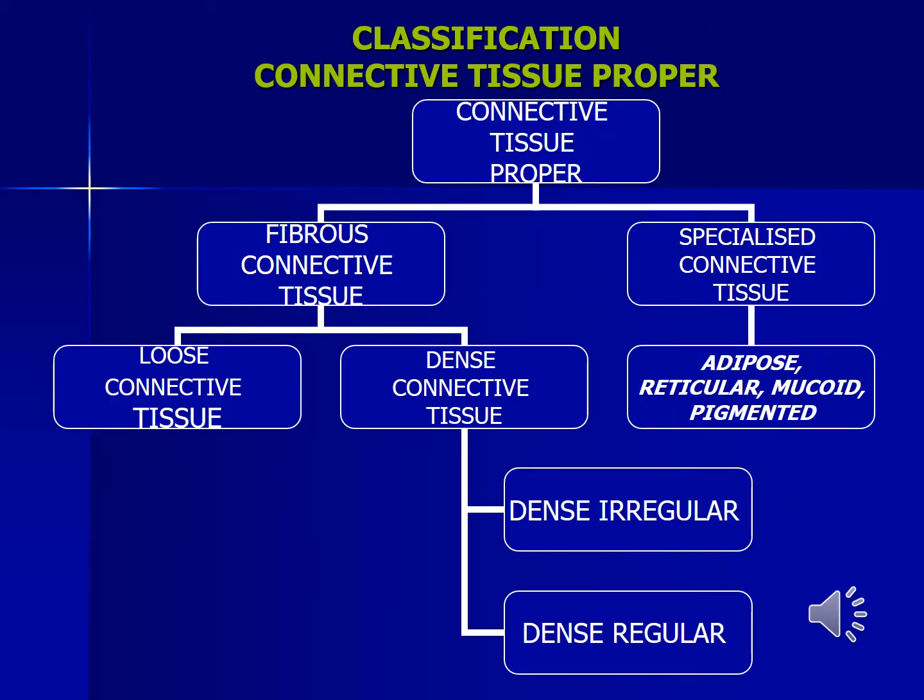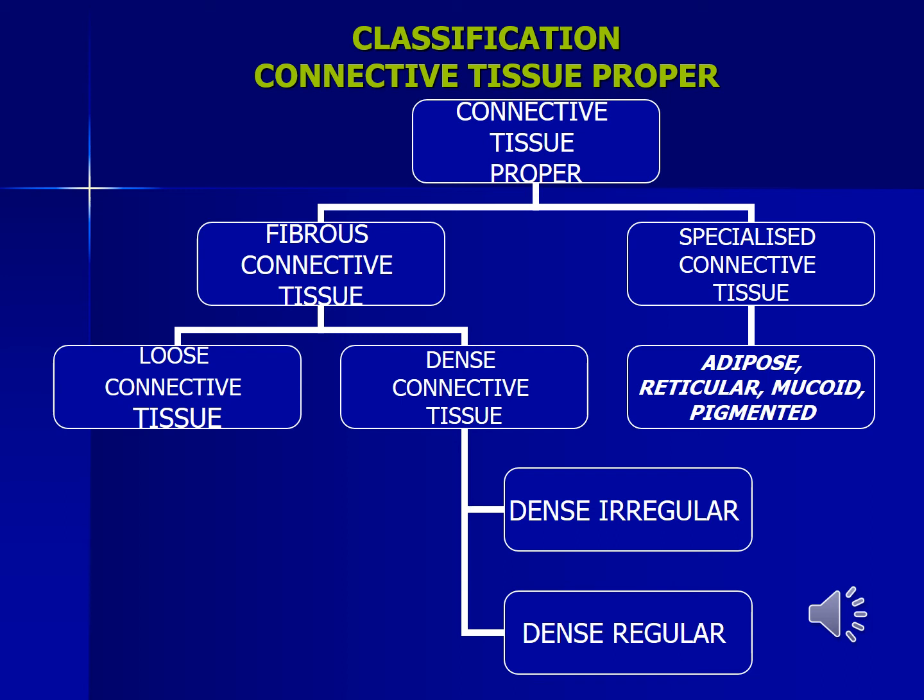Next very important question, classification of connective tissue proper. Connective tissue proper is a subpart of general connective tissues. I repeat from previous slides: connective tissues include blood, connective tissue proper, cartilage, and bone. But connective tissue proper is divided into parts, and in this case we divide it into two main groups, fibrous connective tissue and specialized connective tissue.